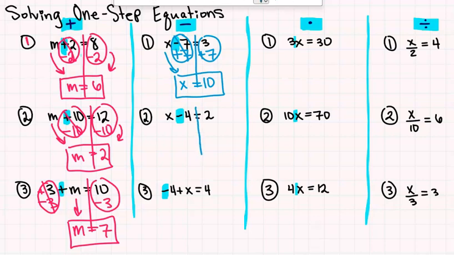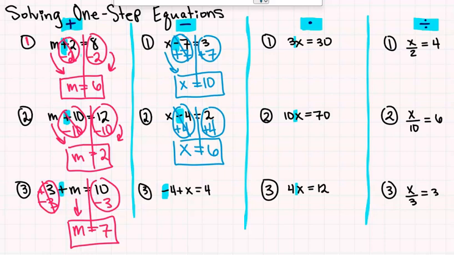This same process will help us with 2 and 3. I see x minus 4 is present, so to get rid of the minus 4, I'll do the opposite, which is plus 4. The 4's cancel. I bring down the variable, and when I add on the right side, 2 plus 4 is 6.